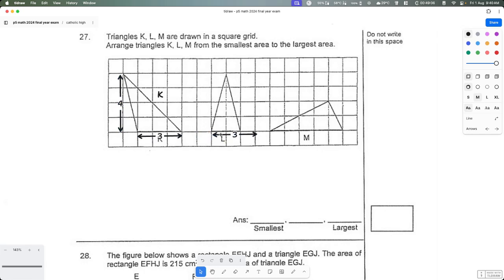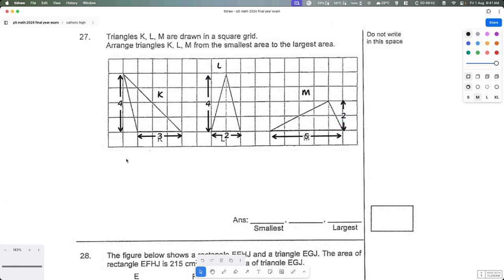Now we'll move to L. L is 2 for the base, so this is 2, and I'm going to put L over here. The height is also 4, so 1, 2, 3, 4, correct. For M, the base is 1, 2, 3, 4, 5, so M over here is 5, and the height itself is 2. Very short but wide at the base.